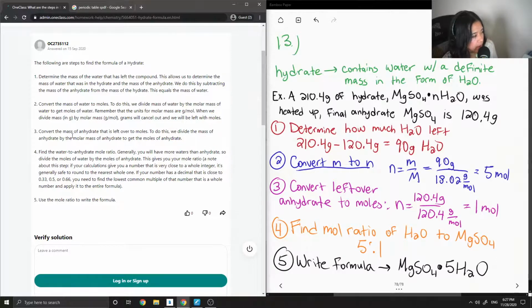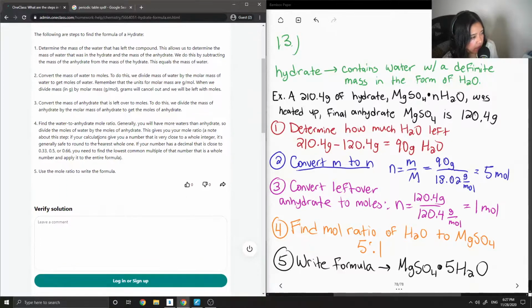Step 3, convert the mass of the anhydrate that is left over to moles. Again, it's mass divided by molar mass. Step 4, find the water to anhydrate mole ratio. Generally, you will have more water than anhydrate, so divide the moles of water by the moles of anhydrate. This gives you your mole ratio.